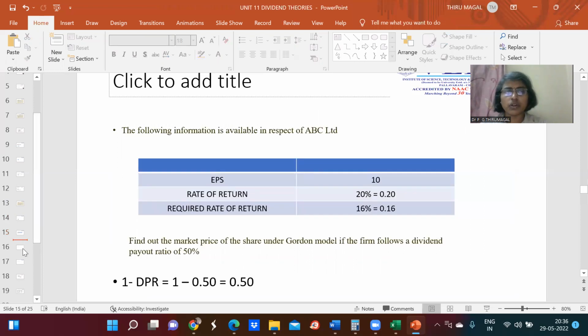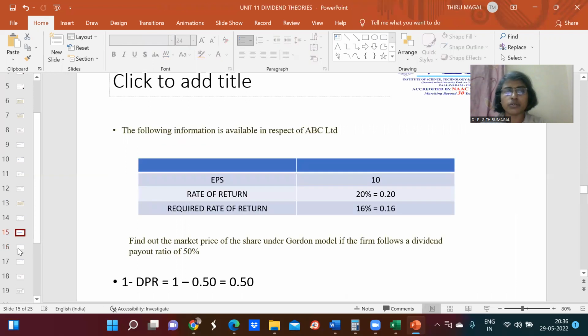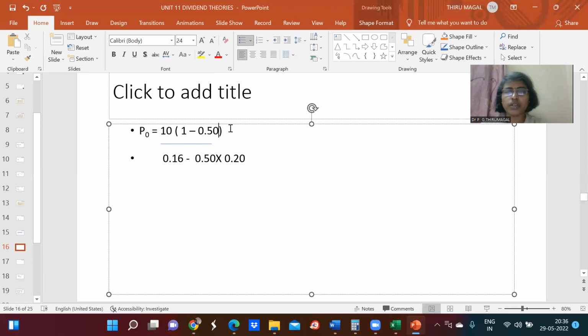So now we can substitute all the values in this formula. 1 minus the retention ratio, 0.50, divided by K. K is 0.16, multiplied with B into R. B is 0.50 multiplied with R. R is 0.20, the rate of return. Now we need to simplify. So this 10 we can keep as it is. 1 minus 0.50 is 0.50, divided by this 0.16, which we can keep as it is, and 0.50 multiplied with 0.20.